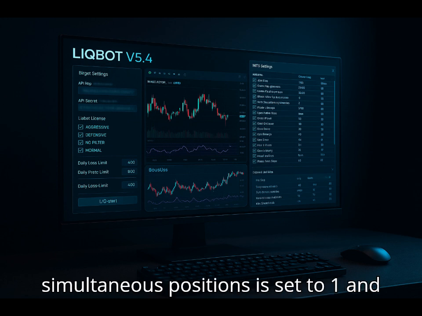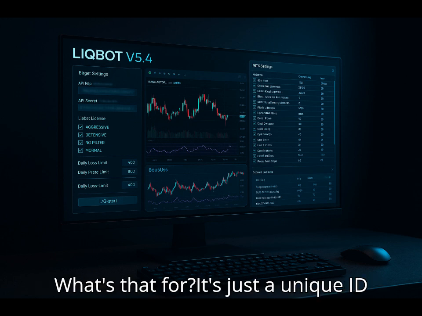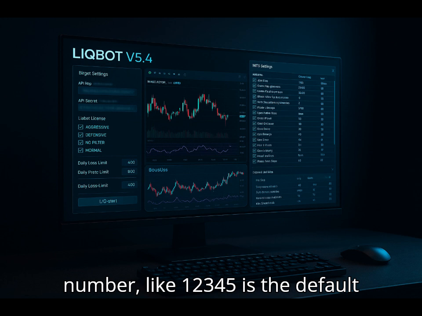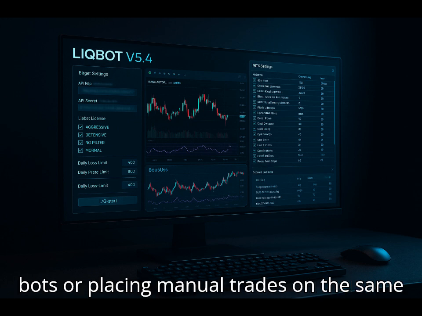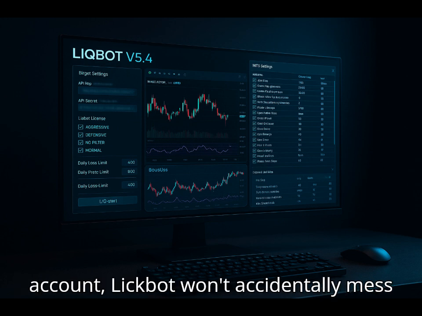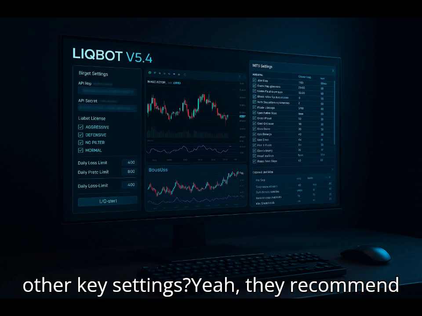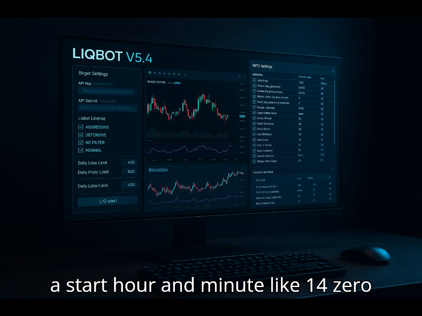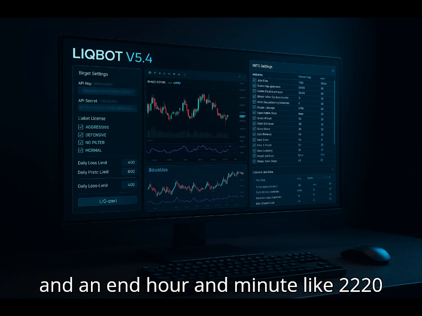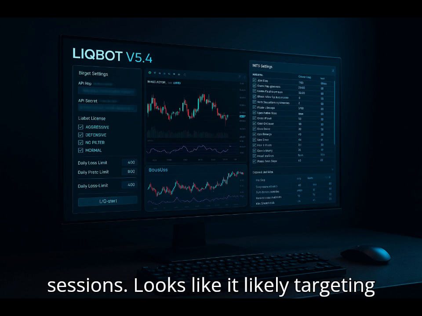Max simultaneous positions is set to 1, and there's a magic number. Magic number. What's that for? It's just a unique ID number, like 1, 2, 3, 4, 5 is the default example. It lets LiqBot track the trades it opened. So if you're running other bots or placing manual trades on the same account, LiqBot won't accidentally mess with those other trades and vice versa. Yeah, keeps things separate. Smart. Any other key settings? Yeah, they recommend enabling a trading hours filter. You set a start hour and minute like 14:00 and an end hour and minute like 22:20 based on server time, presumably. So it only trades during specific market sessions? Looks like it.